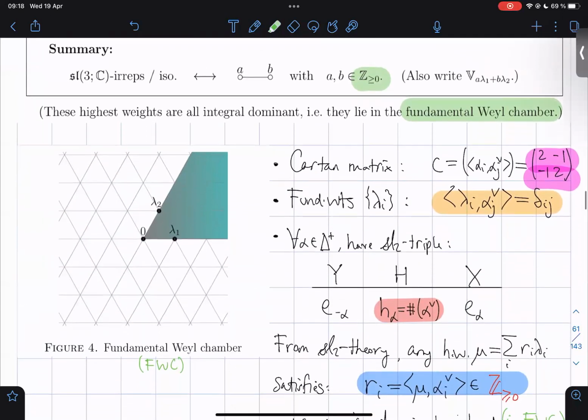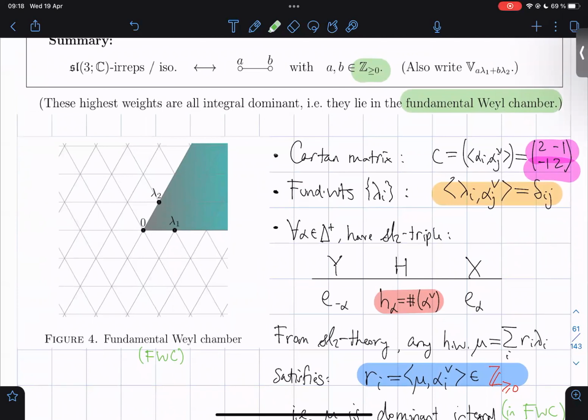A couple of reminders about some of the ingredients in the formulation. This Cartan matrix is very important. It's evaluating this pairing between the simple roots and the corresponding co-roots, with respect to this pairing coming from the Killing form. And we computed this to be 2, -1, -1, 2. The fundamental weights are an alternative basis to the simple roots defined by this condition: pairing with the co-roots, you get a Kronecker delta. We introduce these because they're more well adapted to talking about general representations, as you saw from the statement of the theorem of highest weight.